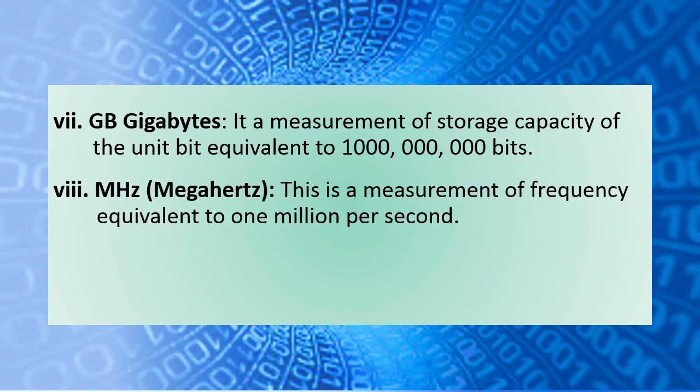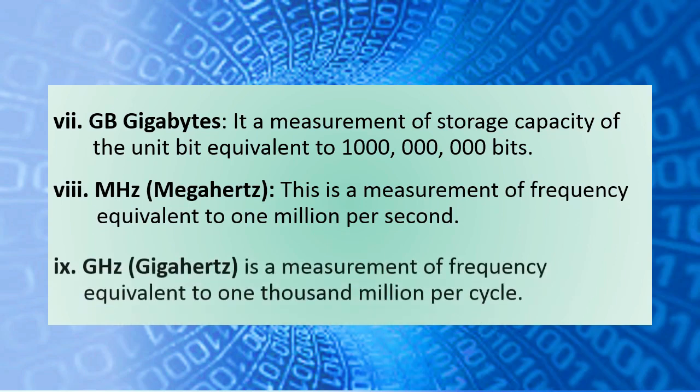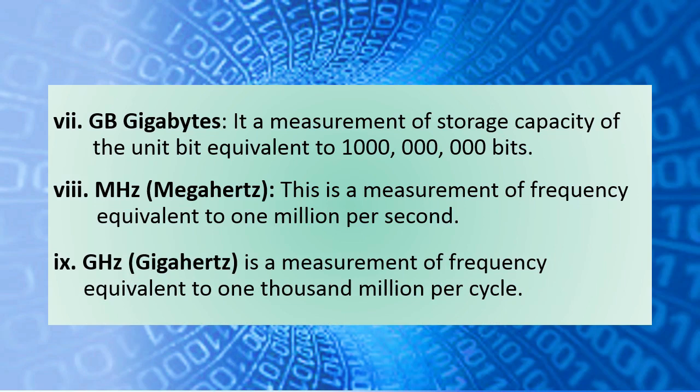MHz means megahertz. This is a measurement of frequency equivalent to 1 million per second. GHz means gigahertz. It is a measurement of frequency equivalent to 1000 million per cycle.